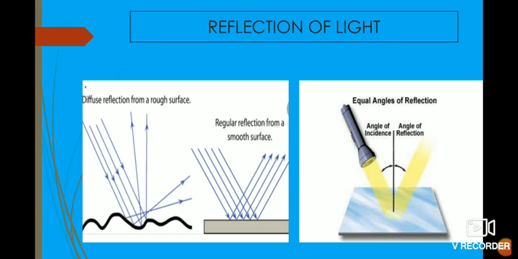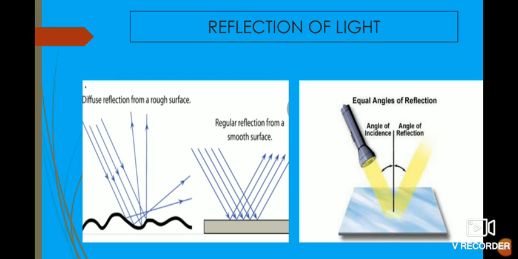Take a look at the second picture. When there's a smooth surface like a glass or a tiled surface, what happens when the beam of light strikes it? It bounces back evenly. It gets reflected evenly. This type of reflection is called a regular reflection.